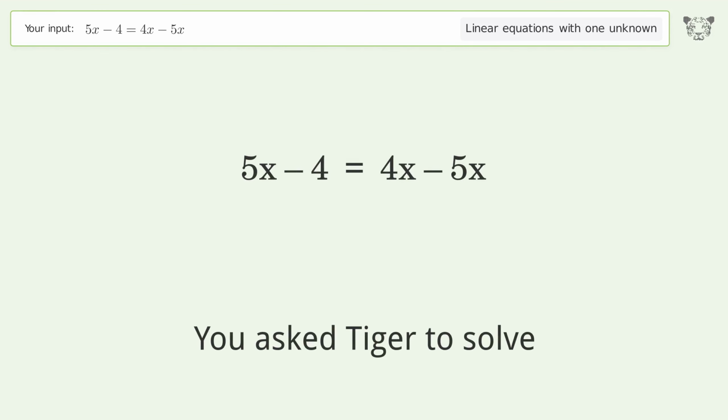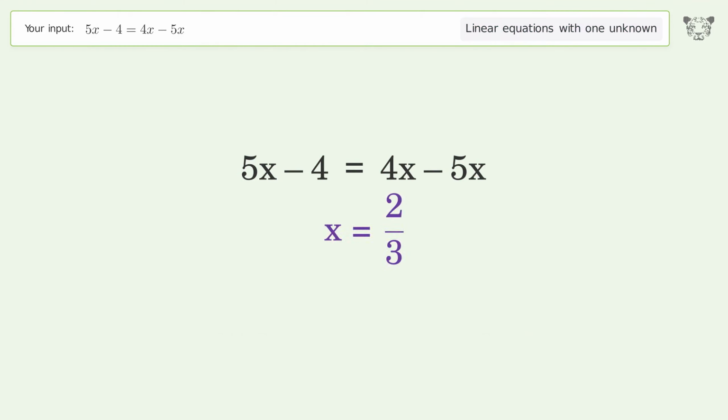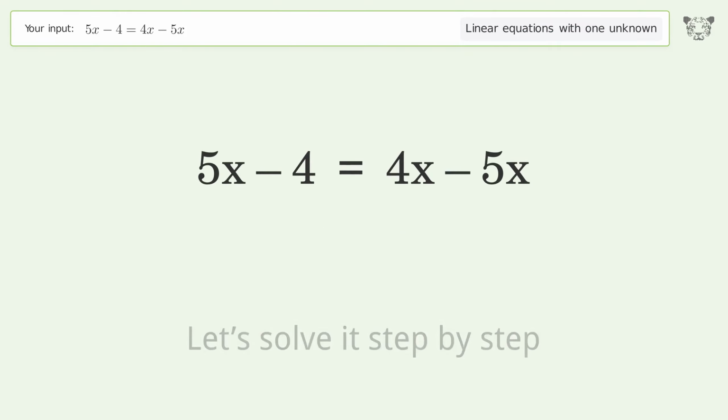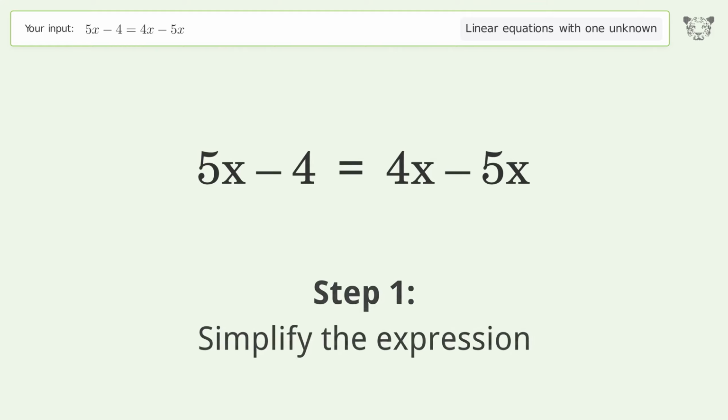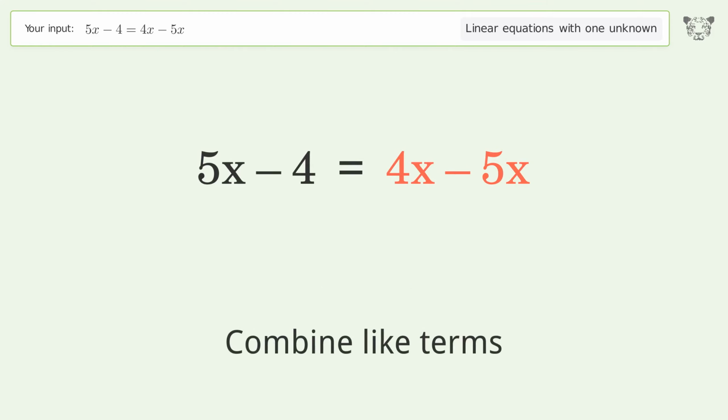You ask Tiger to solve. This deals with linear equations with one unknown. The final result is x equals 2/3. Let's solve it step by step. Simplify the expression. Combine like terms.